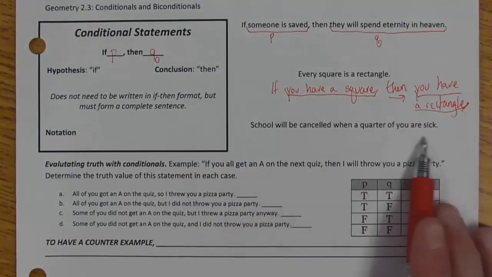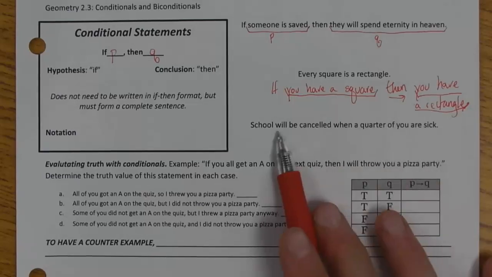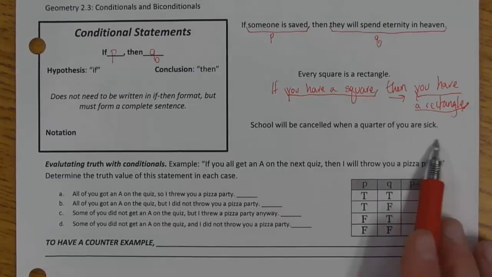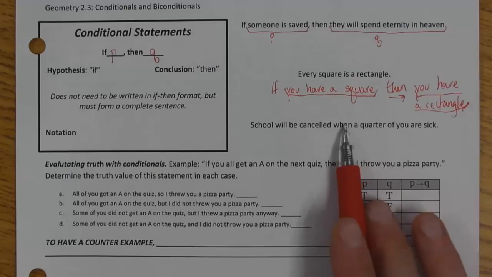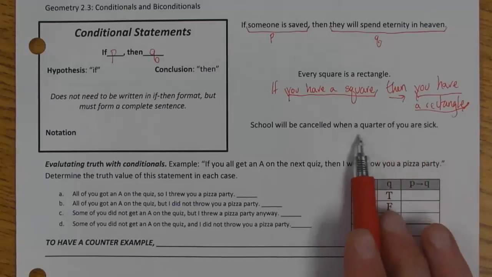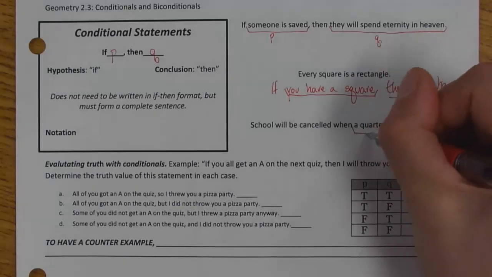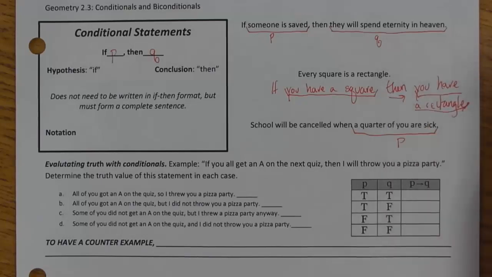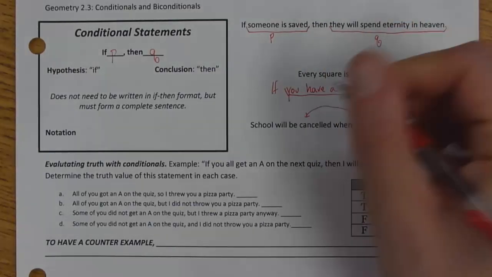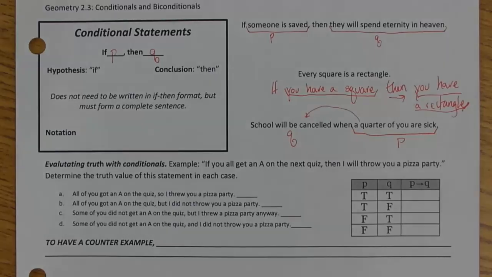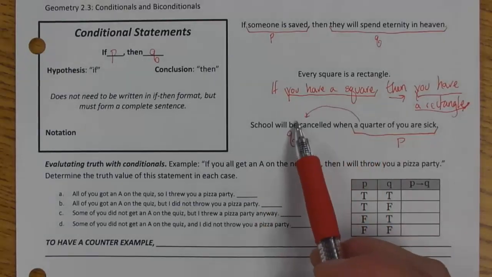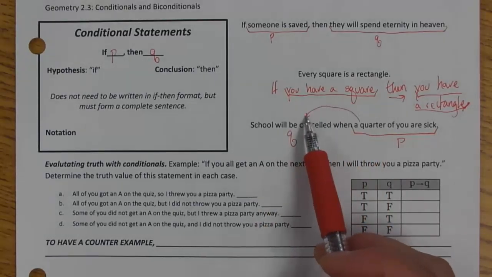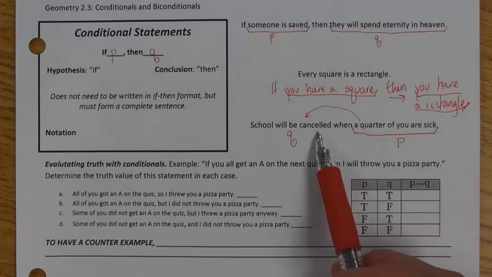And they'll sometimes even reverse it in the English language. So "school will be canceled when a quarter of you are sick." Well, the if portion, or the hypothesis, is actually what happens first. If a quarter of you are sick, our P portion, then school will be canceled, so Q. So that is, in essence, what a conditional is. If something happens, then there's a result.